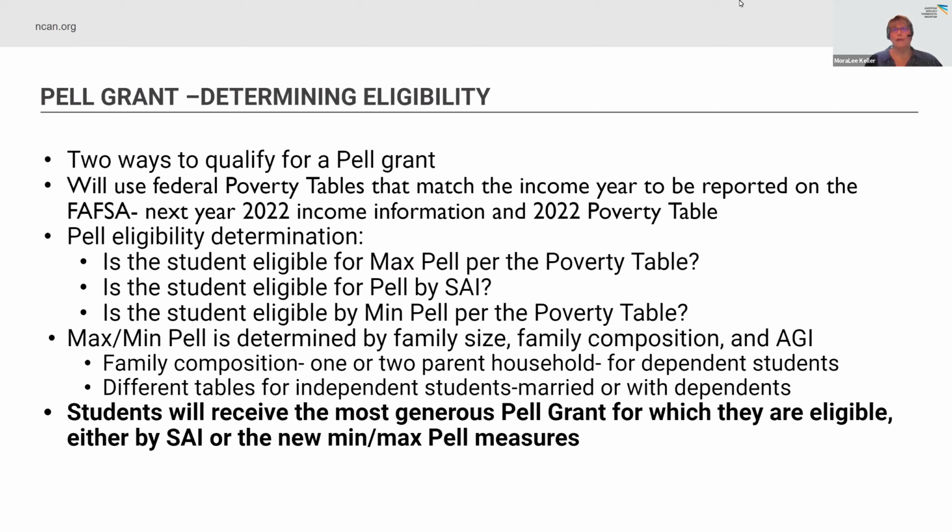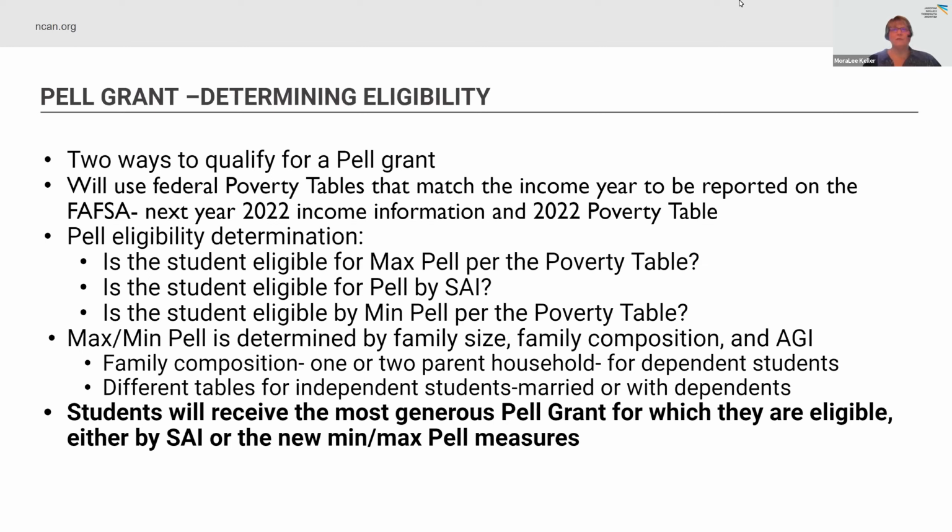However, incorporated in the new process will also be federal poverty tables. When students file the 24-25 FAFSA, it will be collecting income information about the year 2022. The federal poverty tables already exist for 2022. The system will be able to look at the family size and the adjusted gross income and determine if the student might be eligible for a maximum or a minimum Pell Grant.